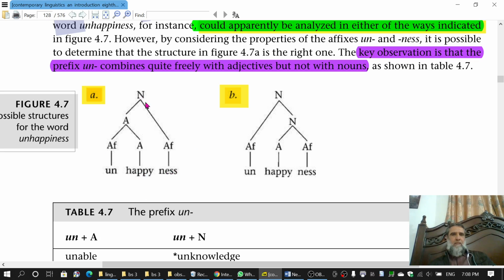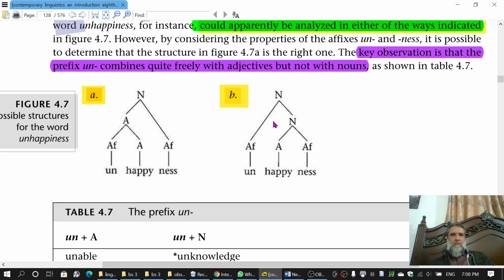That diagram then becomes like this. Unhappy is an adjective which consists of un, which is an affix, and happy, which is again an adjective. But then adding the affix ness to this whole base, it is converted to unhappiness, which is a noun.